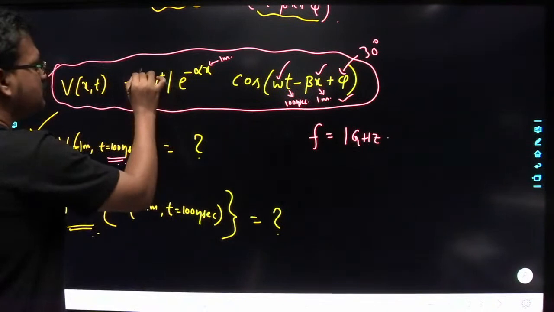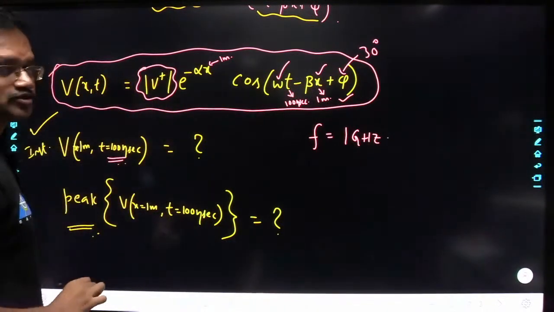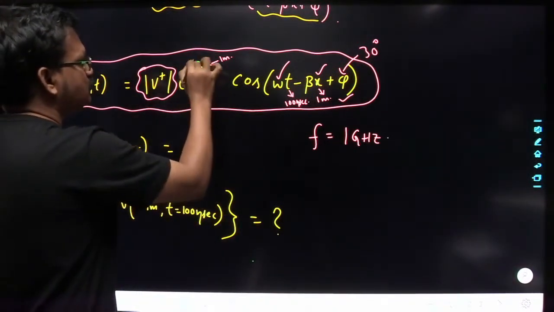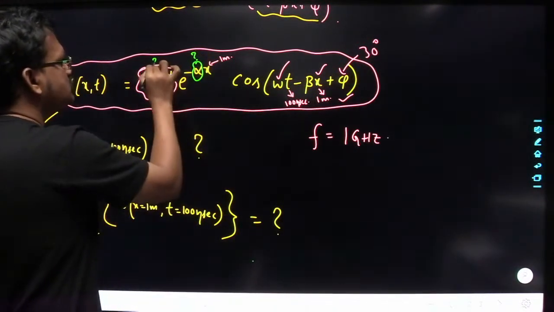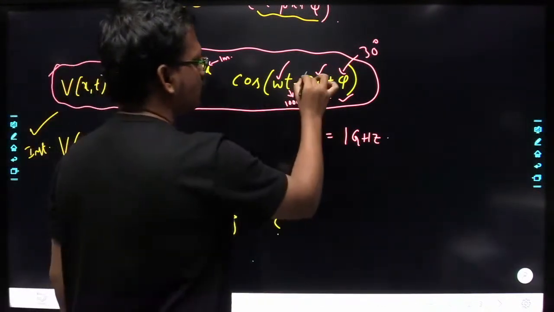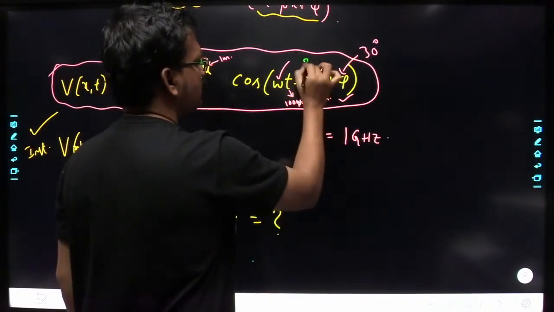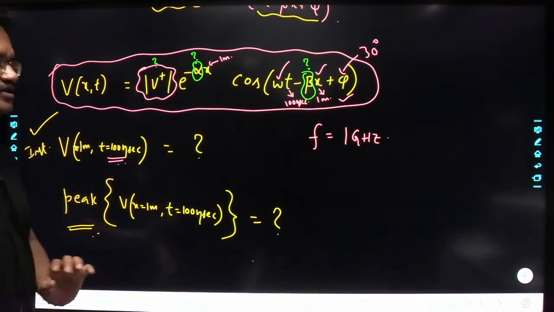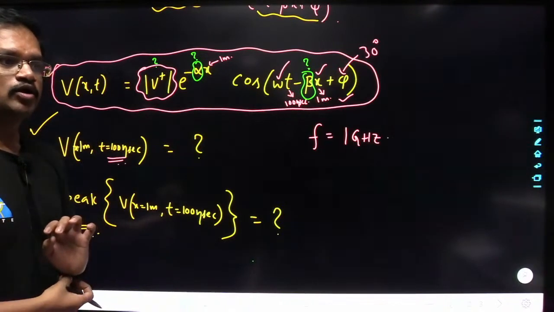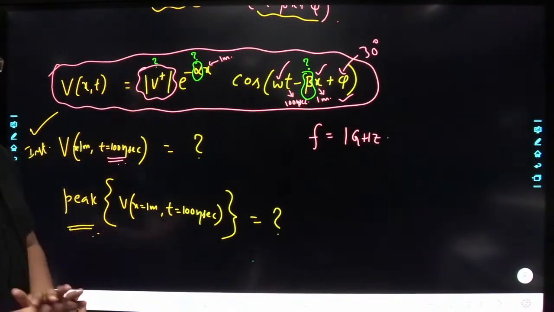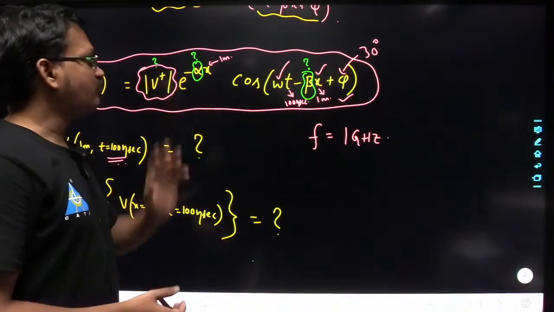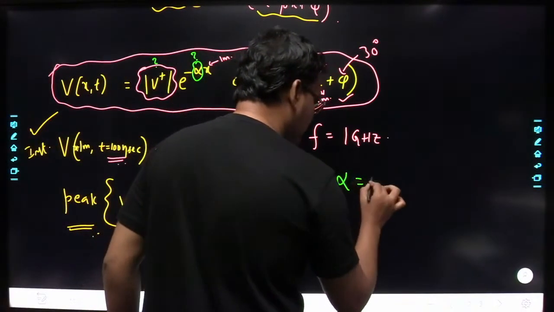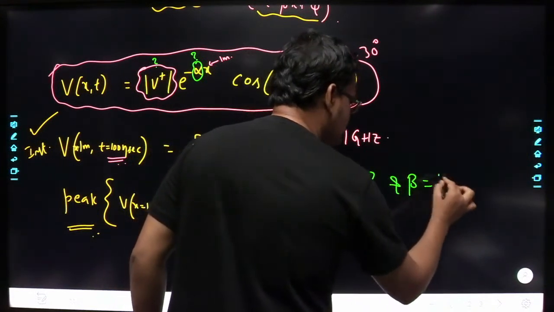So what are the unknowns here? We don't know the magnitude of V plus. Next, we don't know this alpha value, and we don't know this beta value. Understood? So in order to get the instantaneous voltages and peak voltages, you have to determine the magnitude of V plus, the alpha value, and the beta value.